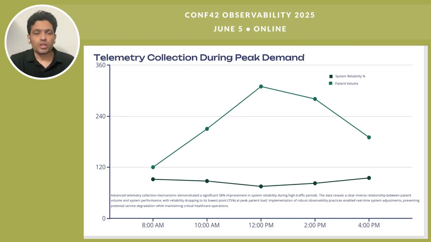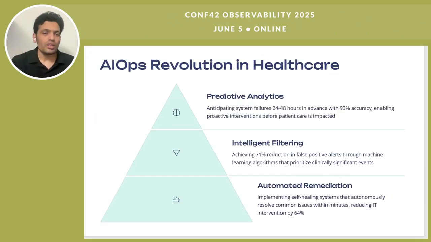Now let's explore how AI is revolutionizing observability in healthcare. AIOps is transforming healthcare observability. First, predictive analysis can anticipate system failures 24 to 48 hours in advance with 93% accuracy, allowing proactive fixes before patient care is impacted. This model predicts failure with high accuracy.